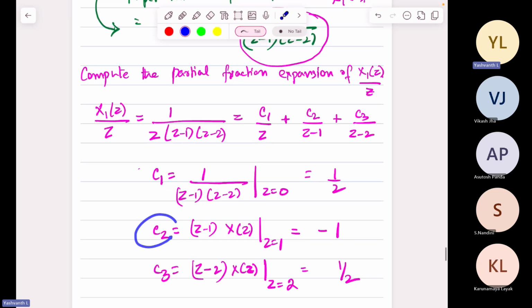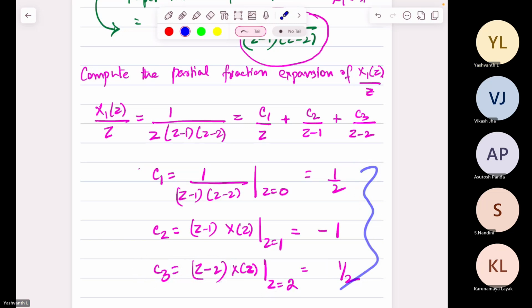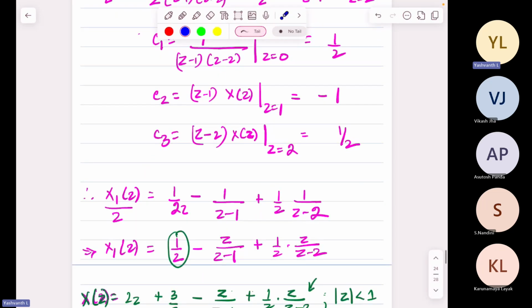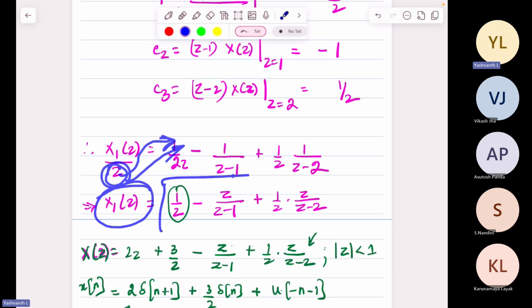Similarly, you can find c2 is equal to z minus 1 into X of z at z equal to 1, which you can show becomes minus 1. And c3 is equal to z minus 2 into X of z at z equal to 2, which is equal to half. This is exactly the same as what we did while inverting the Laplace transform. Exactly the same steps. Now put it in: X1 of z by z is nothing but this term here. Take this z from the left-hand side to the right-hand side, so it becomes X1 of z equal to this big term here.